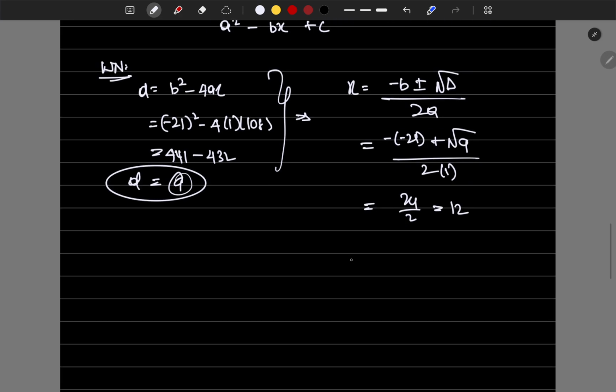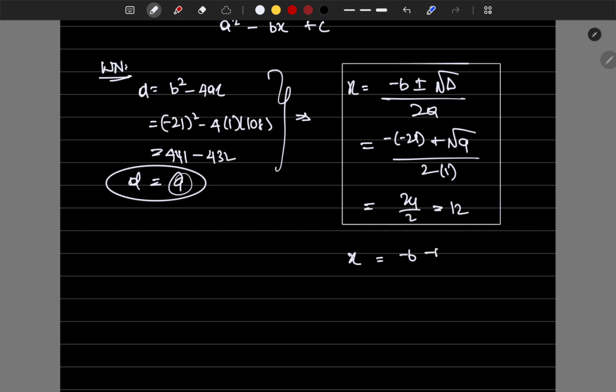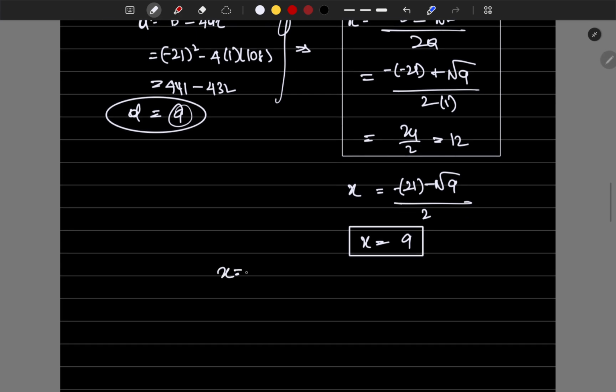We'll repeat the process with minus d. 21 minus 3 divided by 2 gives 9. So we have two values: x is equal to 9 and x is equal to 12.